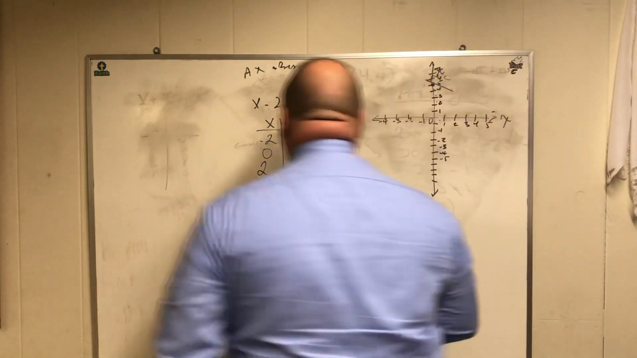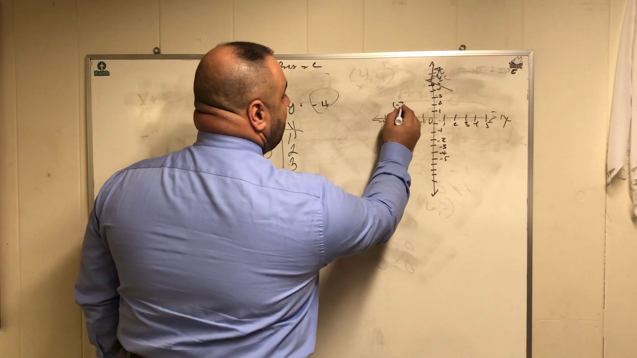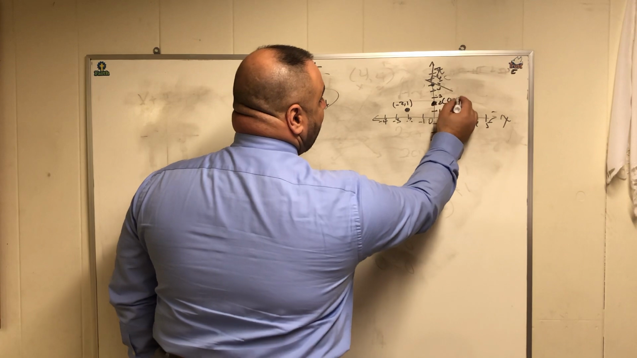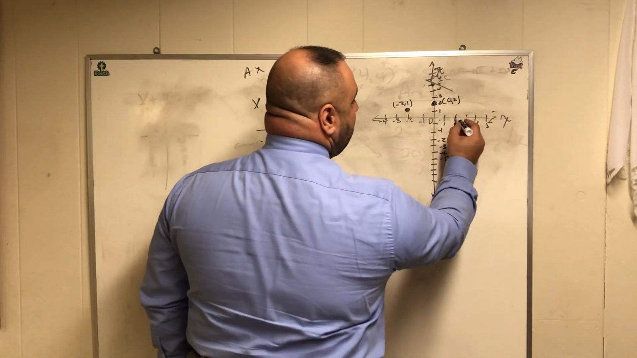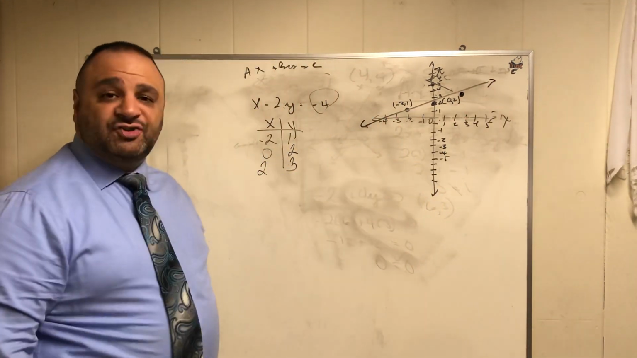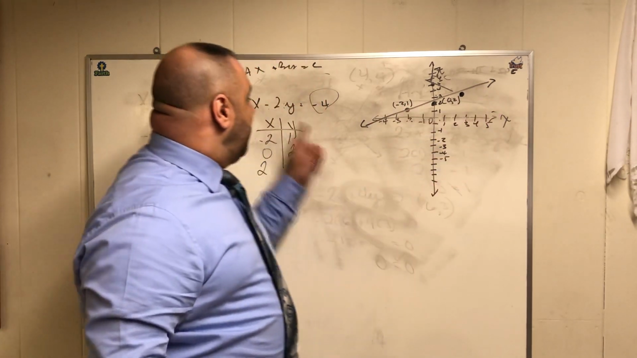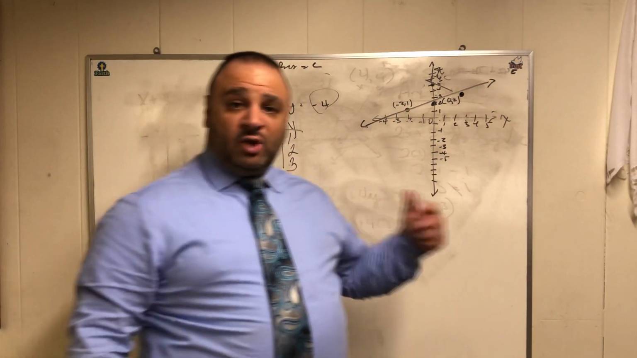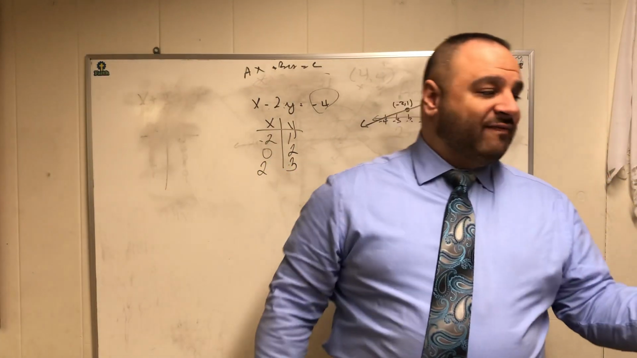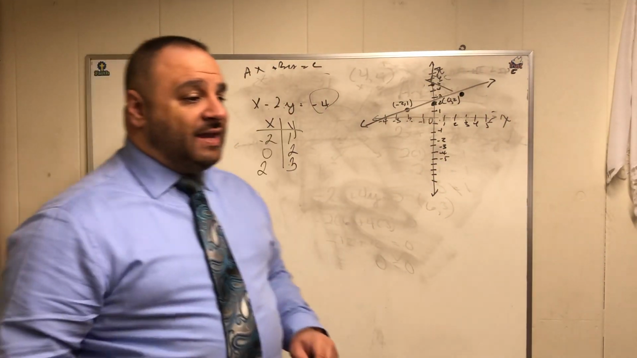So -2, 1 would be right there. How about we go 0, 2, which would be right there. And then 2, 3 would be right there. Draw our line, and we have a straight line. That means any coordinates on this line would satisfy this equation. So that's how you graph the linear equation ax plus by equals c.